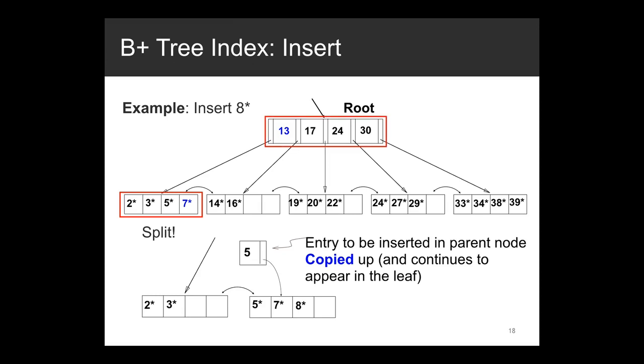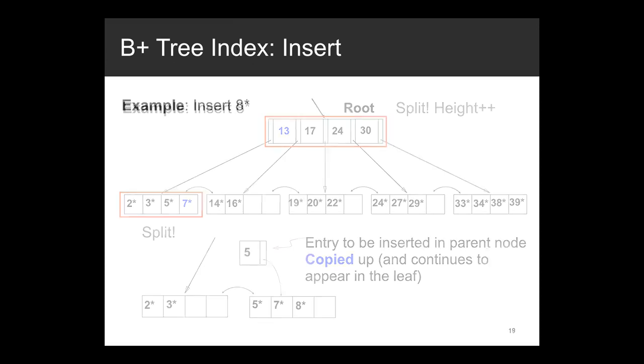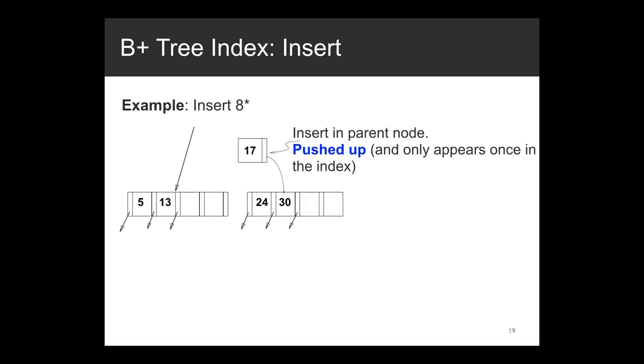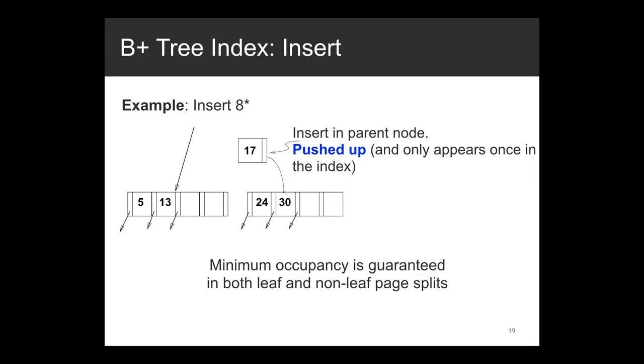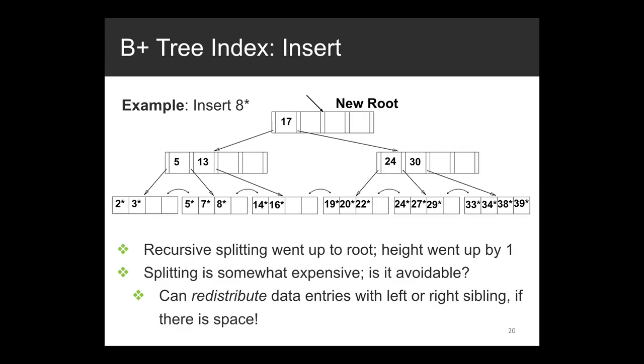Add that to the parent, but now the parent is full, therefore the parent splits. Since the parent is the root, the height grows. And so now you have this new entry in the parent, 5. The middle entry of the parent, which is 17, is pushed up, and that will be the new parent. Notice that the minimum occupancy of 50% is still satisfied for these non-leaf pages. The only node where that occupancy can be violated is the new root. And so this is the state of the new index after the insertion is done. Okay, so the recursive splitting all the way up to the root, and therefore the height grows.